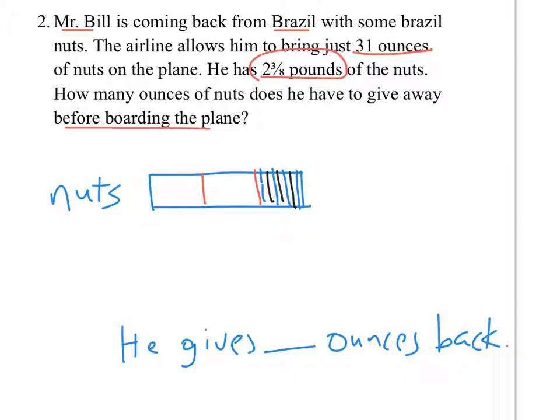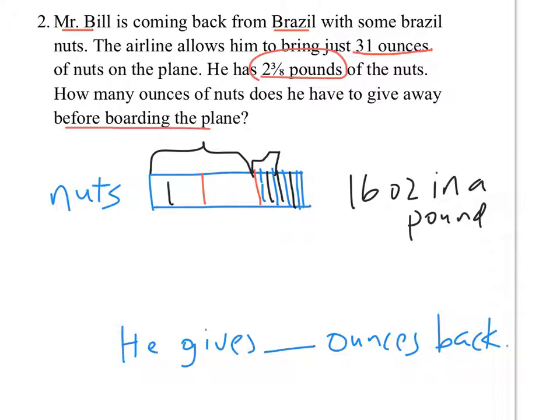So how much does Mr. Bill have? He has 2 and then 3/8. 1, 2, 3. Yeah, 3/8. 2 and 3/8. Well, there's 16 ounces in a pound. So we have 16 and 16. How much is 1/8 of a pound? Well, 16 divided by 8 equals 2. So each of these eighths here is 2 ounces.